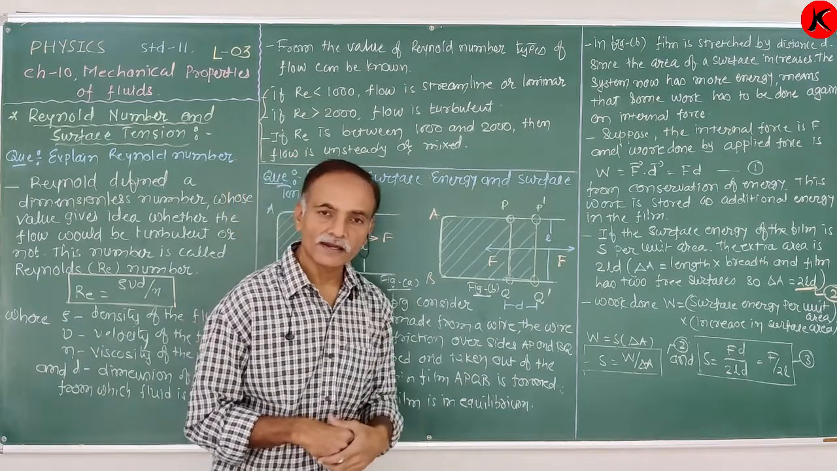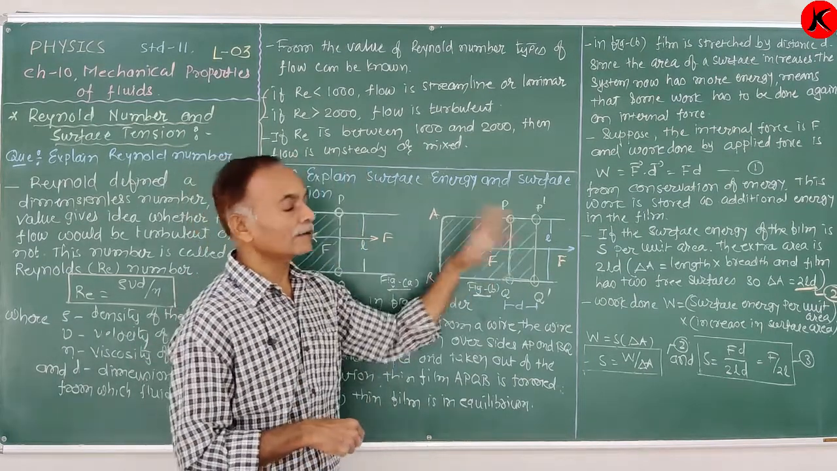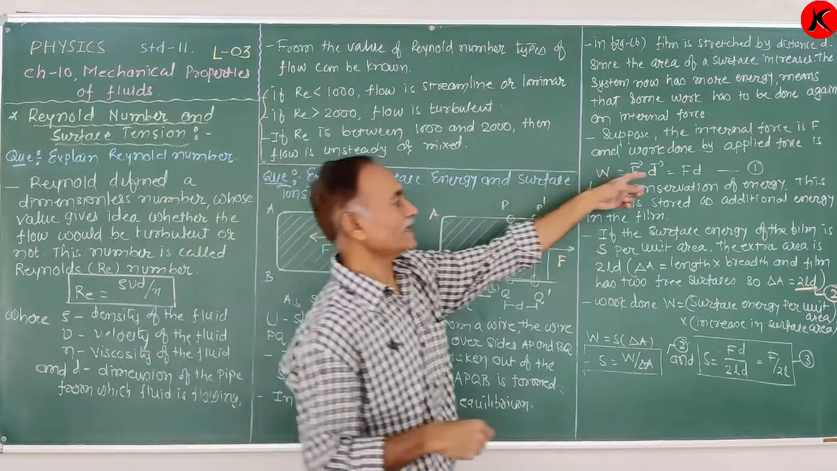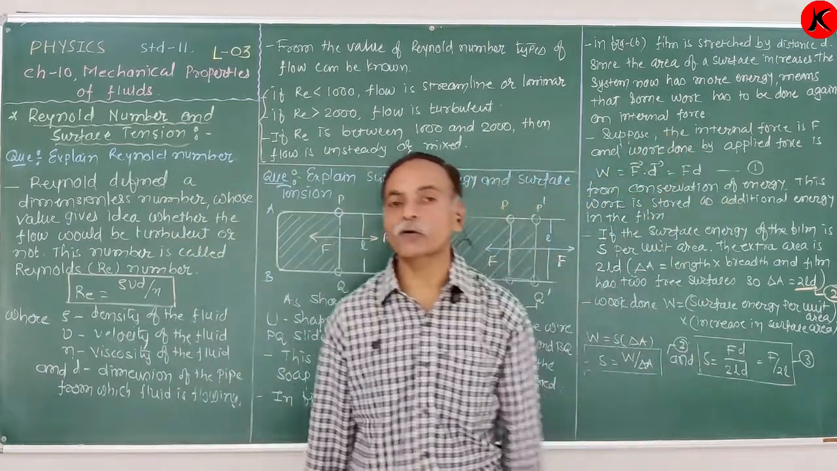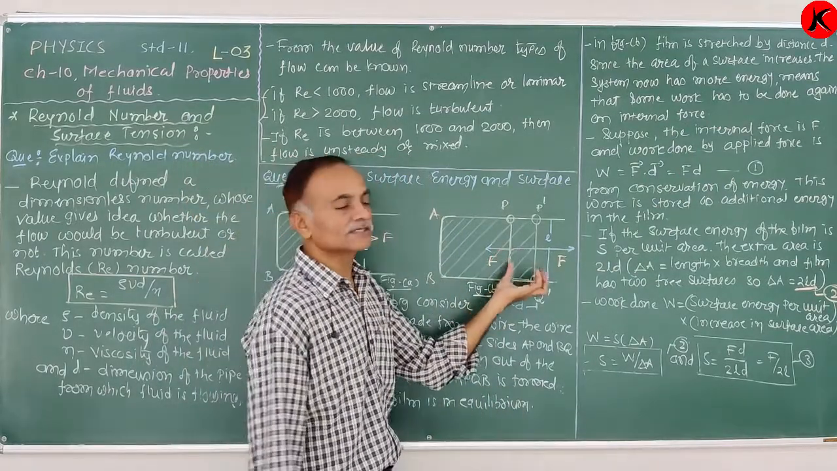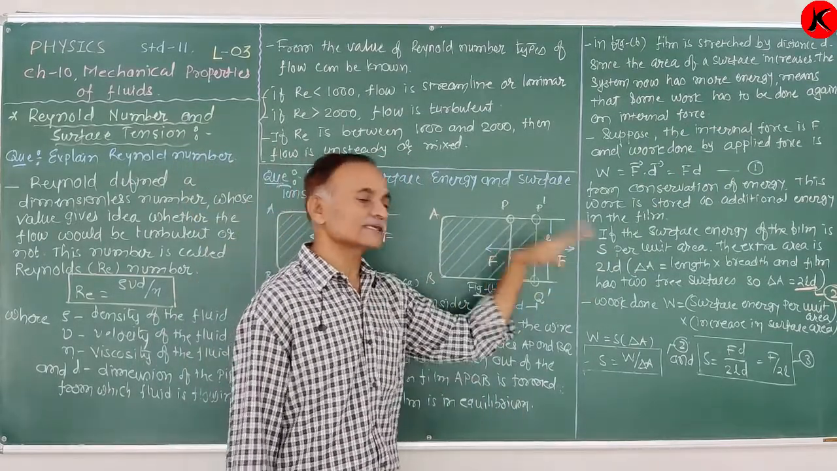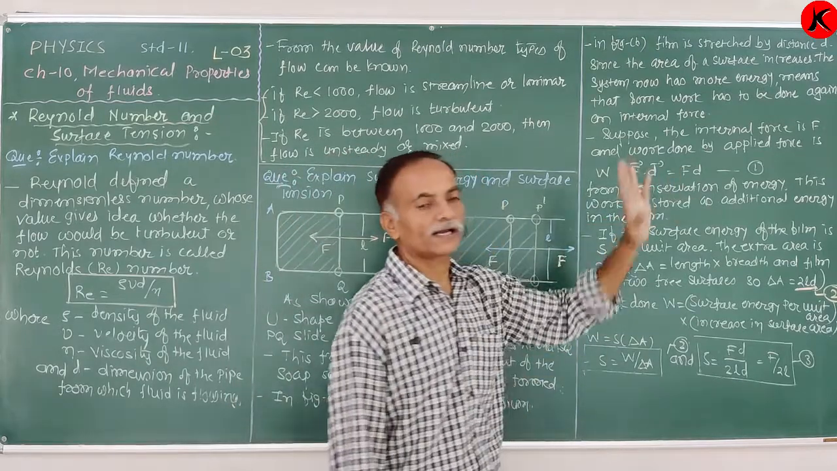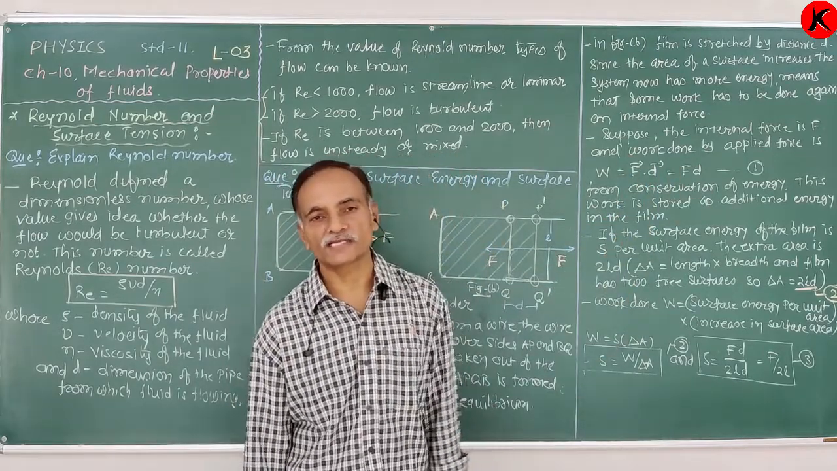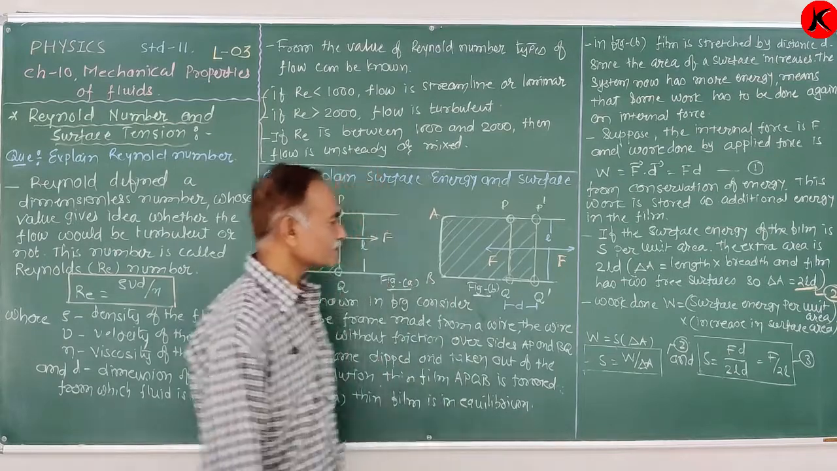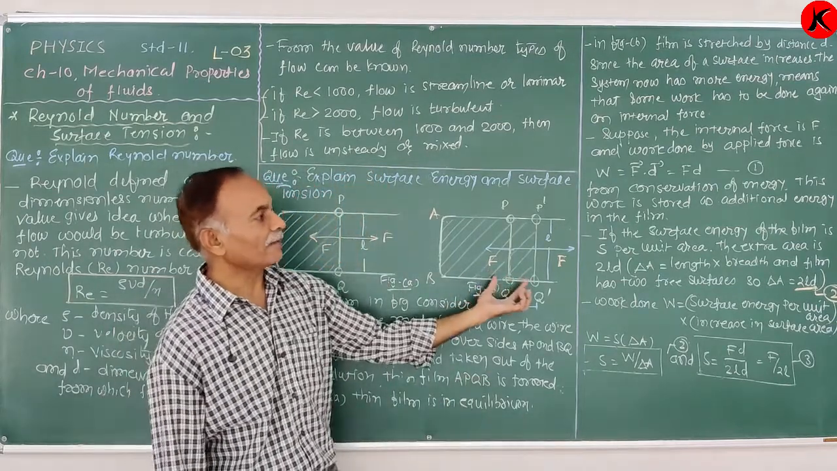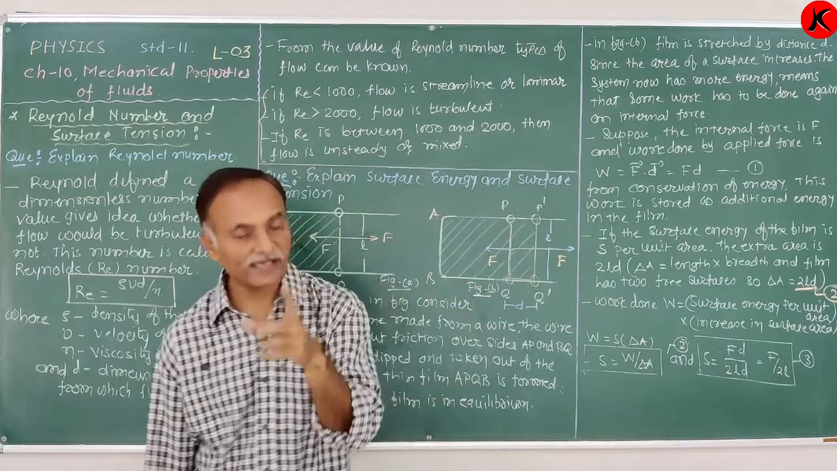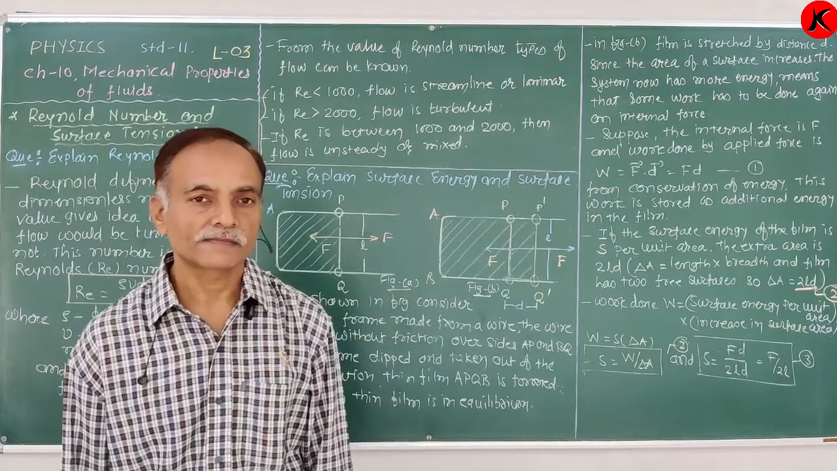Therefore, work done W is equal to force into displacement, vector F dot vector d, which is equal to F d cos theta. Theta is equal to 0 because the force and displacement are in the same direction. Cos 0 is 1. Therefore, W is equal to force into displacement. From the law of conservation of energy, this work done is stored as additional energy in the film.